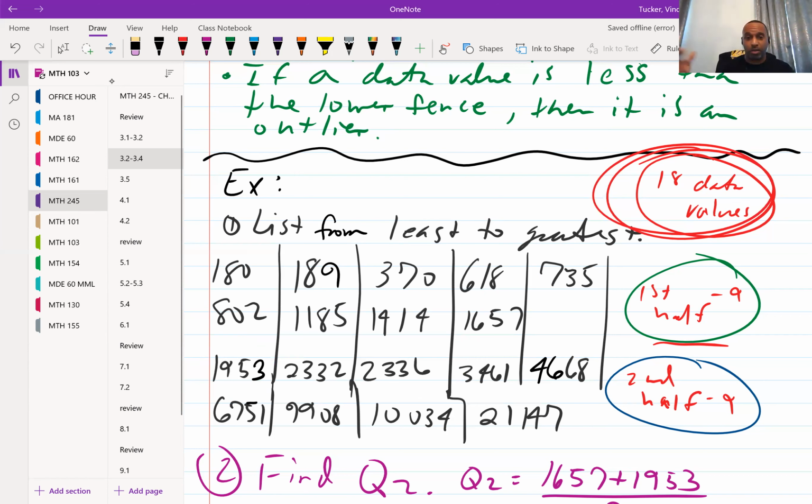It's just going to help me when I go to break up the data values and everything like that. You don't have to do that. It's up to you. That's just what I do. And you notice right here, I already know the first half of my data is going to have 9 data values in it. Second half of my data will have 9 data values in it because I already counted them off. I already knew I had 18. So I break them up in that way when I list them out from least to greatest.